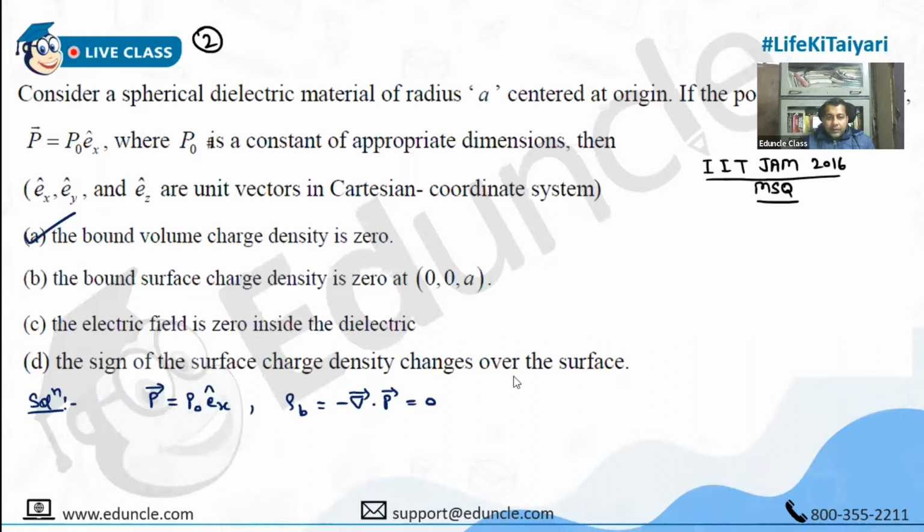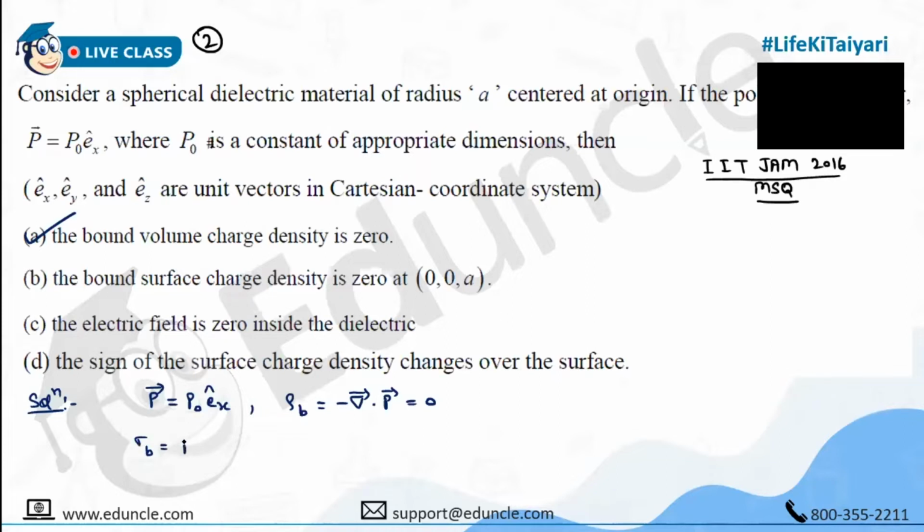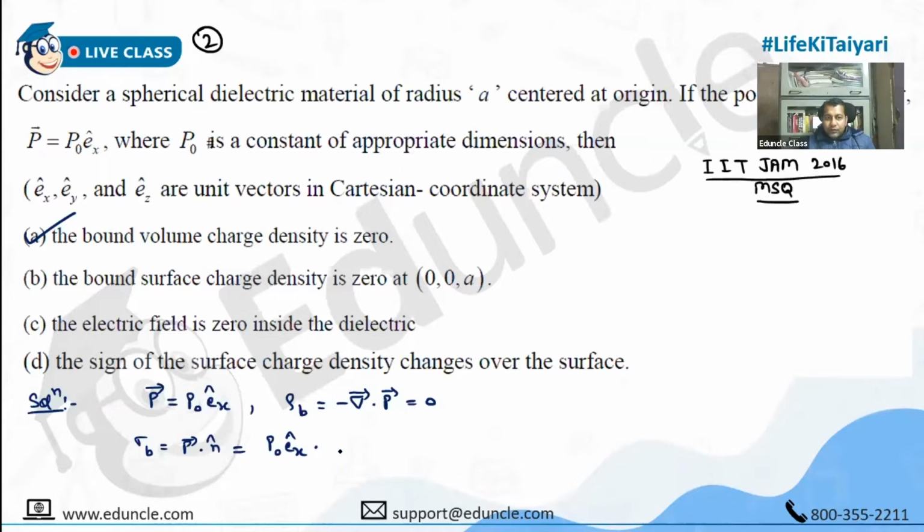No, Durga, again partially correct. And what about surface charge density? That's also zero. How? N cap can be written as R cap, and R cap we can write in Cartesian like xi cap plus yj cap plus zk cap under root x square plus y square plus z square. But it is spherical, na, you need to use spherical, and when you write spherical in Cartesian, how does it come, you need to see that.